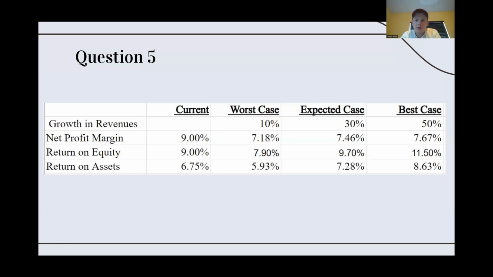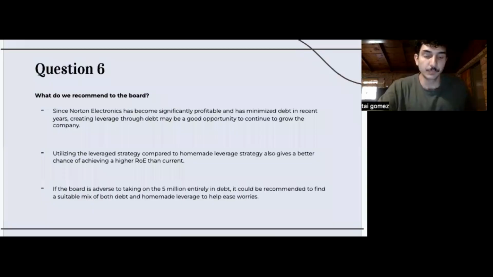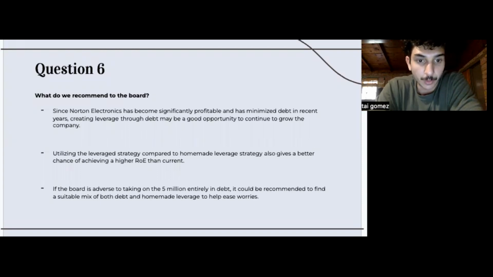Hi, my name is Tyrosh Gomez, and I'm going to be covering question 6 from case 18. So question 6 basically goes over what do we recommend to the board after all the research was conducted. And since Norton's Electronics has become significantly more profitable and has minimized debt in recent years, creating leverage through debt may be a good opportunity to continue the growth for the company.